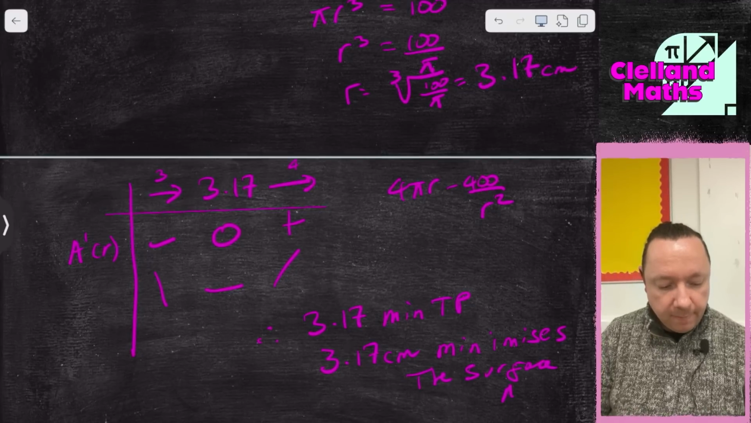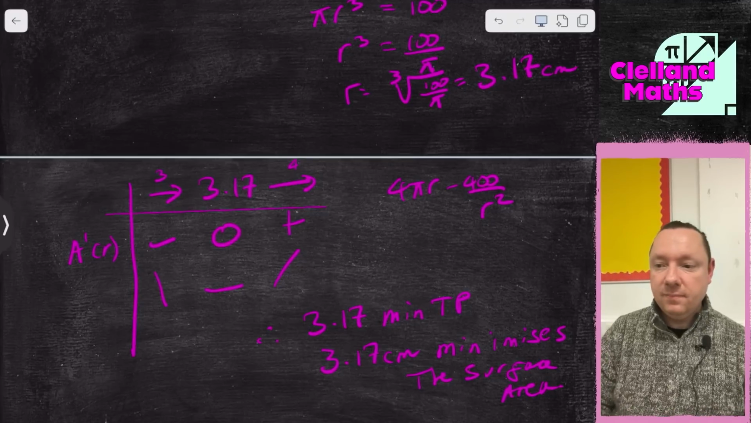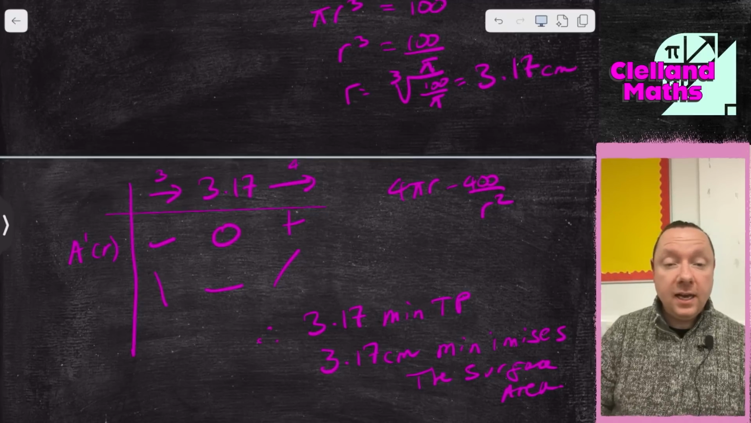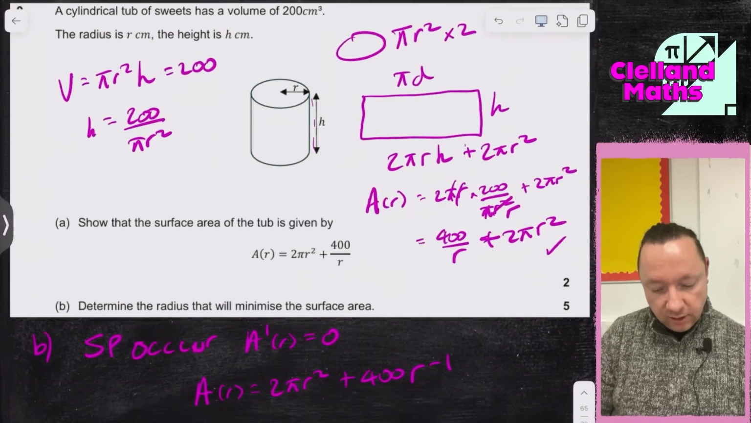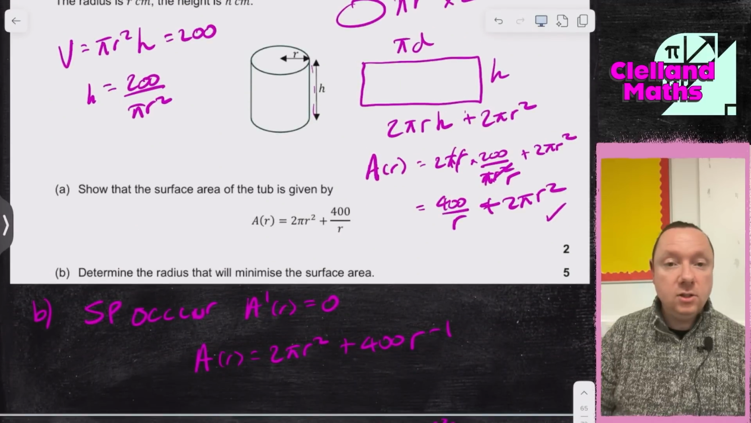And we're done there. That's basically it. If it asked us to find the actual surface area, which it doesn't in this case, you would just sub that back into the original equation.